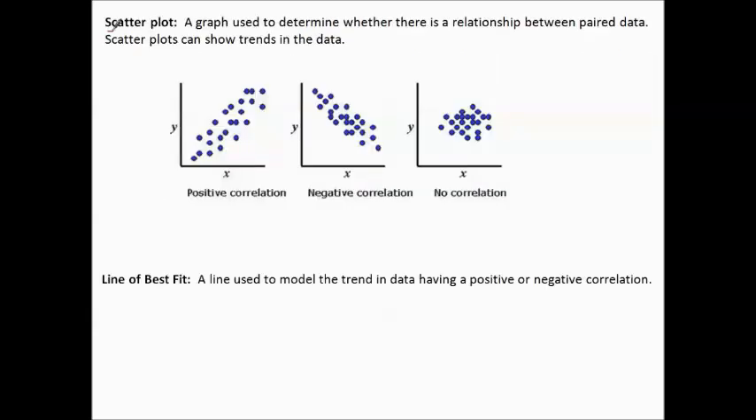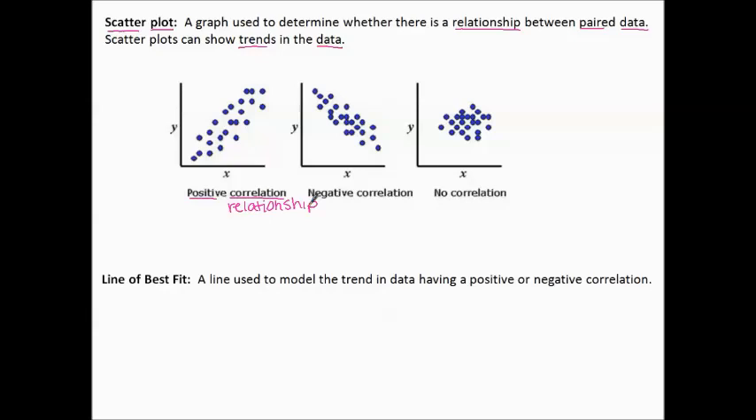So what we just looked at was a scatter plot. This is a graph that's used to determine whether there is a relationship between paired data. Scatter plots can show trends in the data. And we have 3 types of scatter plots. If we notice here, this first one, it says positive correlation. That correlation is the same thing as the relationship.